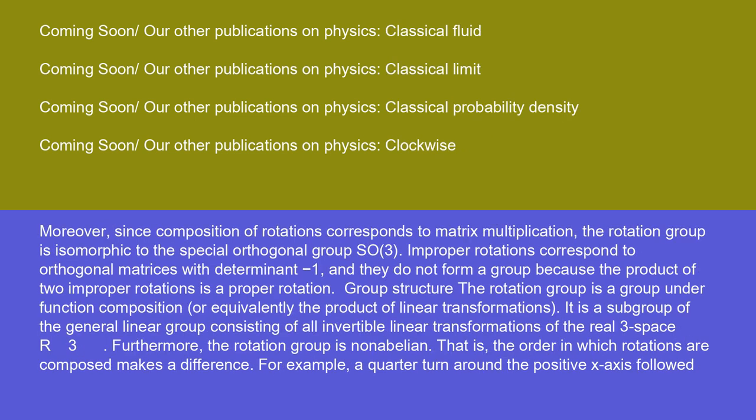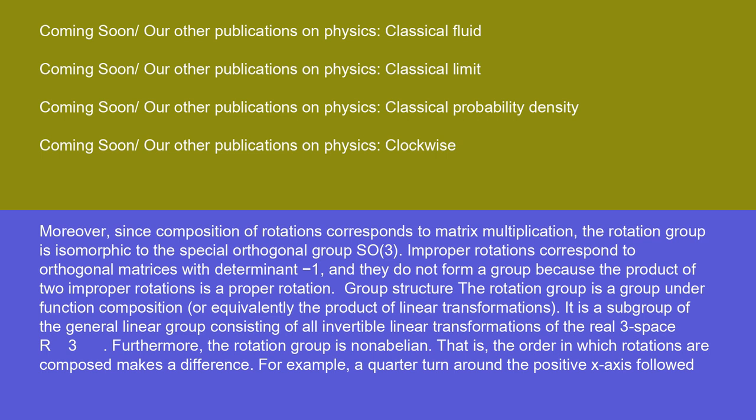Moreover, since composition of rotations corresponds to matrix multiplication, the rotation group is isomorphic to the special orthogonal group, SO(3). Improper rotations correspond to orthogonal matrices with determinant −1, and they do not form a group because the product of two improper rotations is a proper rotation.